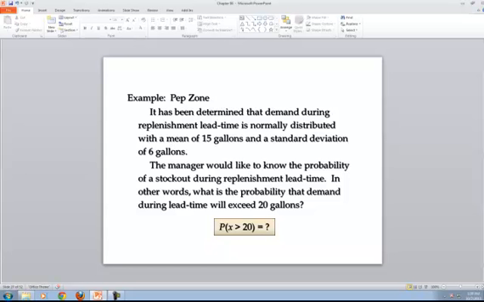Now the manager would like to know what is the probability that demand will exceed 20 gallons. Because when it exceeds 20 gallons, then they will not have enough oil on hand to meet their customers' needs. So they need to be able to anticipate this. Mathematically, this just says what is the probability that x is greater than 20. Please pay careful attention to how we obtain this probability.